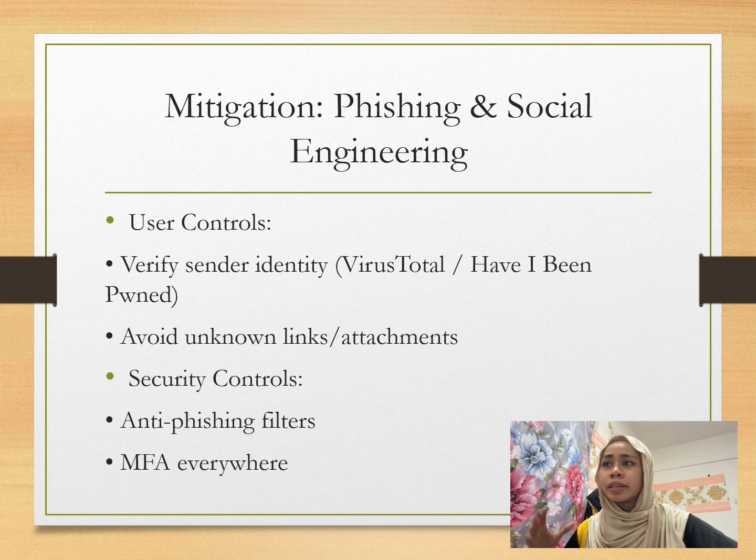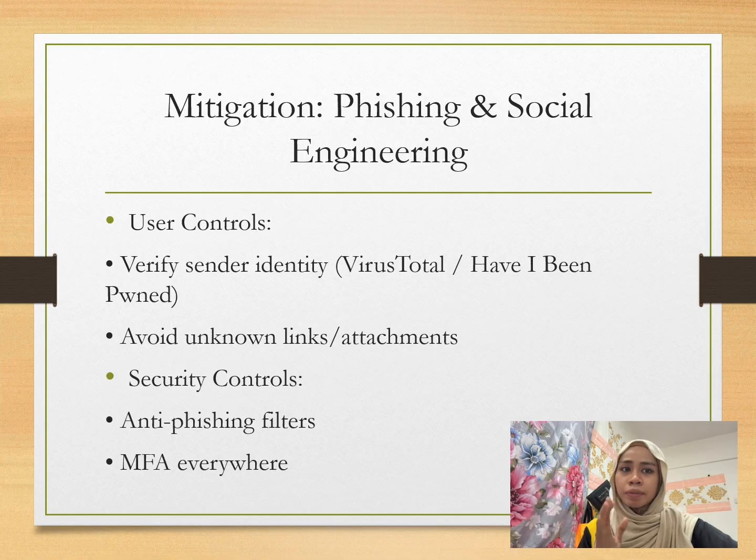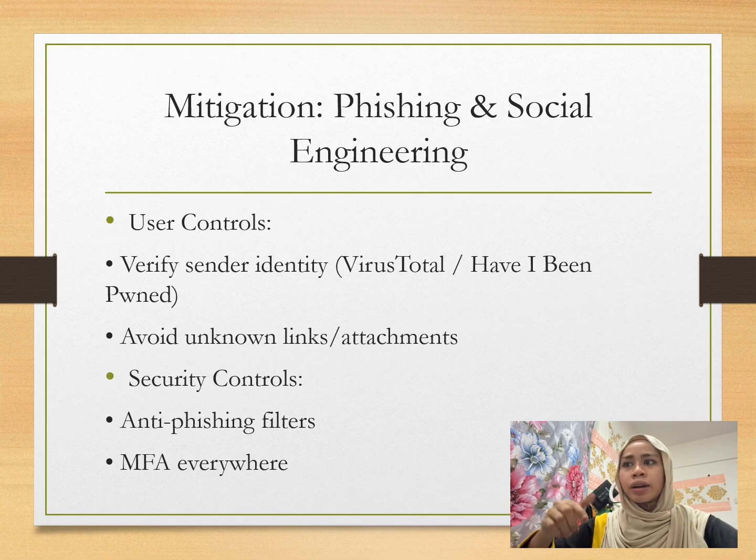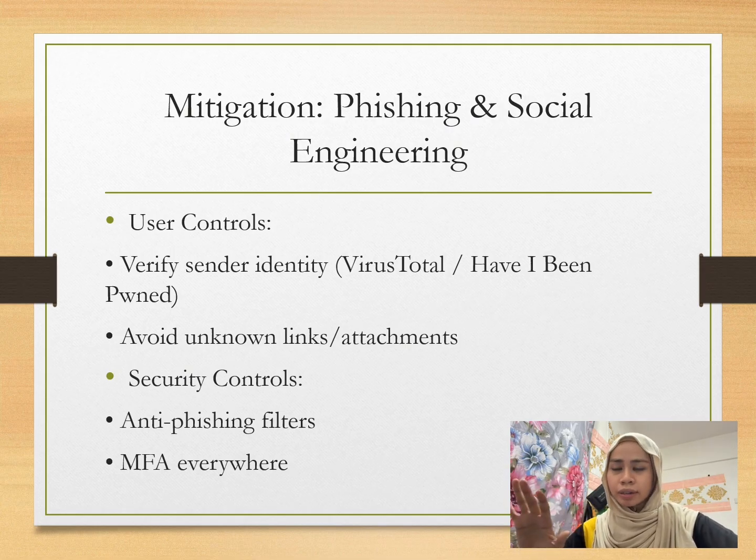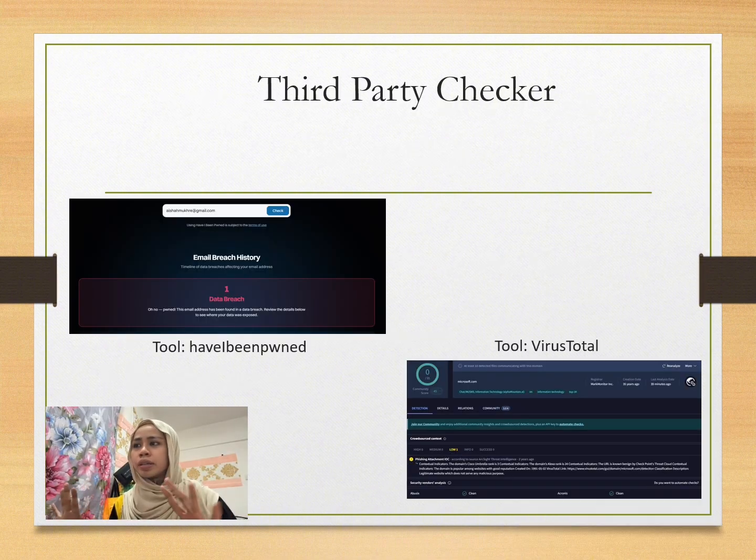So what is the mitigation step for phishing and social engineering? Basically, when you receive unknown emails from unknown senders, there are a few third-party checkers that can help you identify the sender. For example, like I state here, VirusTotal, or the other tool is Have I Been Pwned. In my next slide, I already attached the example result. This is the example of the result, where I use my own email. The first, Have I Been Pwned, is to identify whether my email has been breached, because if yes, then I need to take action such as updating my password.